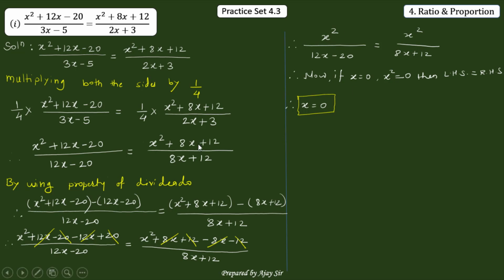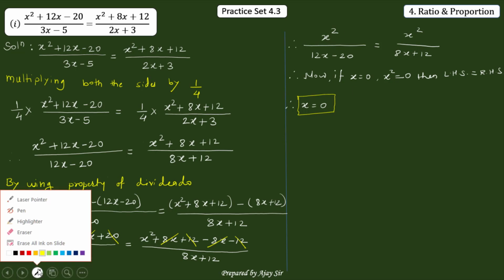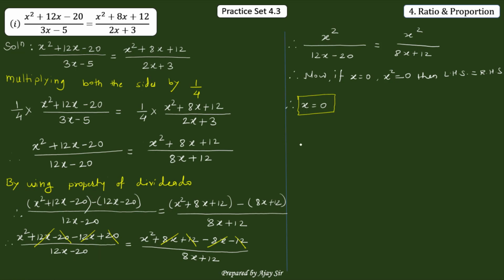If x is not equal to 0, then what will be the answer? So that we have to find now. So if x is not equal to 0, then x square also not equal to 0, means we can cancel that x square by dividing both the sides by x square. So let us call this equation number 1.